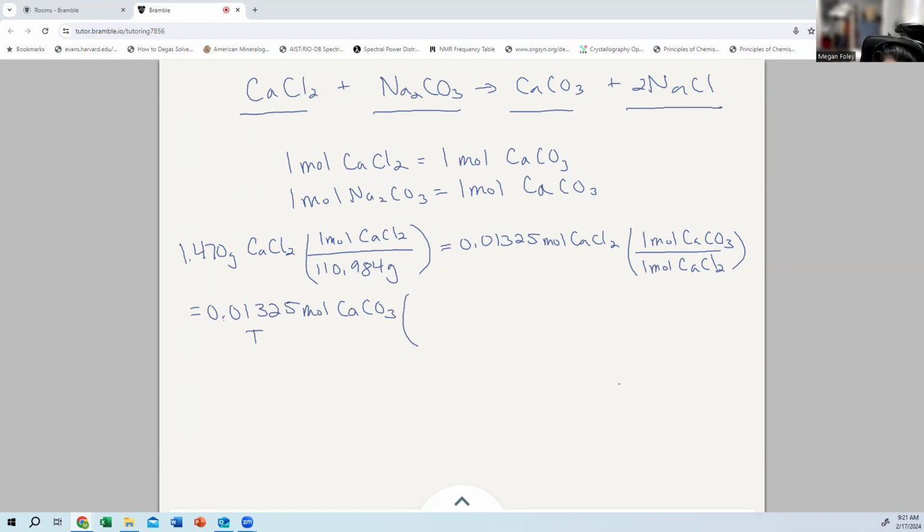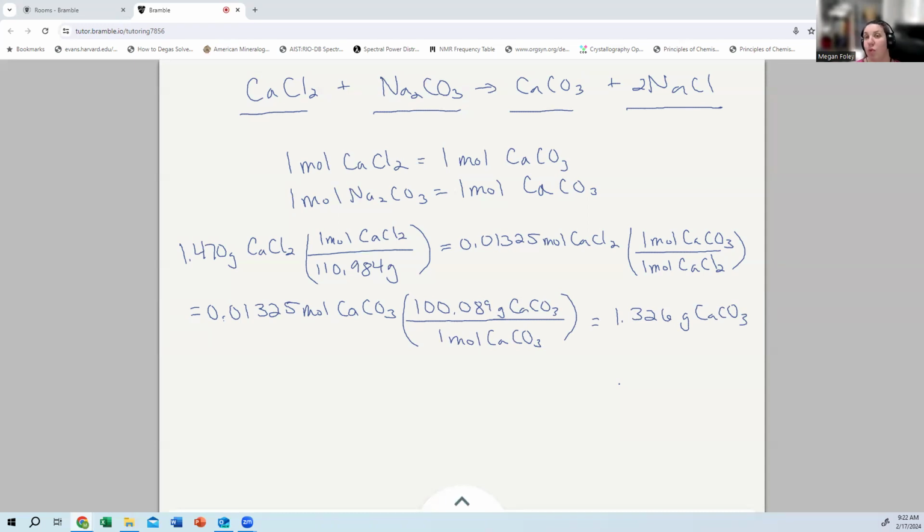Well, actually, we don't know if that's true yet. Sorry, scratch what I said. Okay, and then we'll come back to that in just a minute. Remember, our mass of calcium carbonate is 100.089 grams for every 1 mole of CaCO3. Which gives us 1.326 grams of CaCO3. We need to do the same thing using our sodium carbonate.